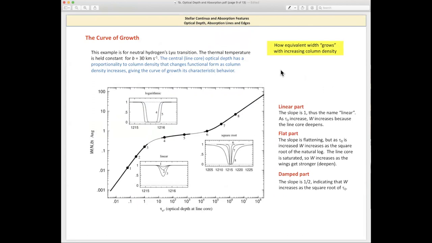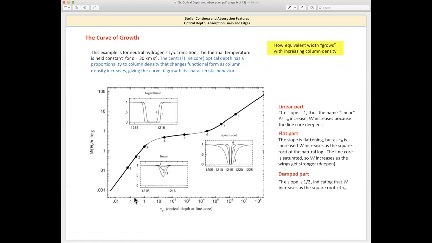This is what we call the relationship of the curve of growth. The curve of growth is a relationship between, in a sense, the column density or central optical depth and the equivalent width that you measure. So if you have a very small central optical depth, 0.1, then your line core goes down to e to the minus 0.1. That's this line right here. And your equivalent width will be very small, about 0.015. That's the equivalent width there.